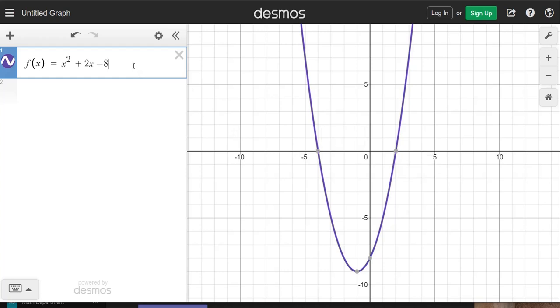Now let's put in the other two functions. We have g of x equals x plus 4.